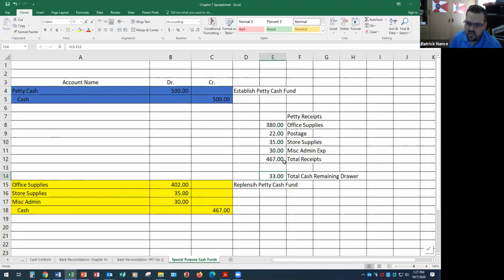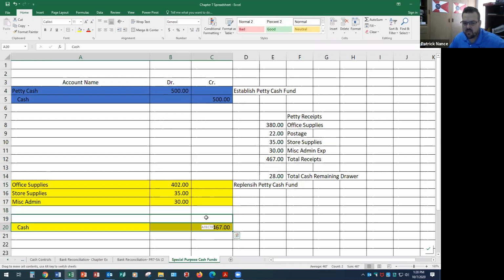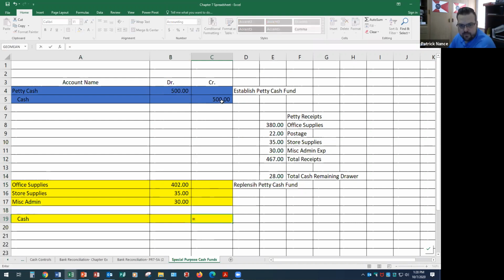But what would happen if, so I've got the same receipts here, so I'm kind of starting over a little bit here. I've got the same receipts, but I go and count how much money's in my drawer, and I only have $28 in my cash drawer rather than the $33 that I'm supposed to have. Well, I am going to want to replenish the petty cash fund so that it's up to $500 like it should be, which means my credit to cash needs to be 500 minus 28. The problem is I don't balance, which I always have to, because 472 is not equal to 467, which is what the three of these total up.